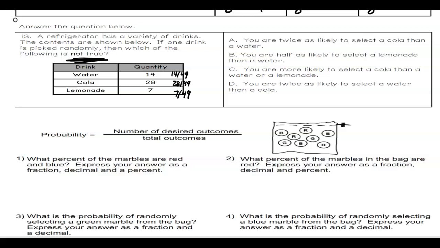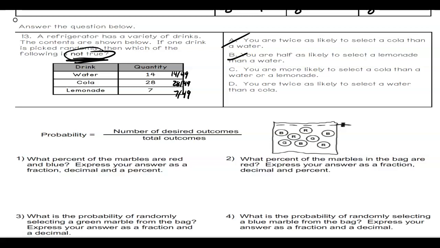Not true: you are twice as likely to select a cola as water. There's cola, 28, 14 water. Yeah, cola is twice as much as water. So that's out, because it was true, and you want something that is not true. You are half as likely to select lemonade than water. Lemonade 7, water's 14. Lemonade 7 is half of 14. So again, that's true, so you're out.